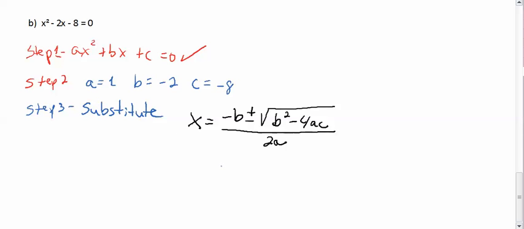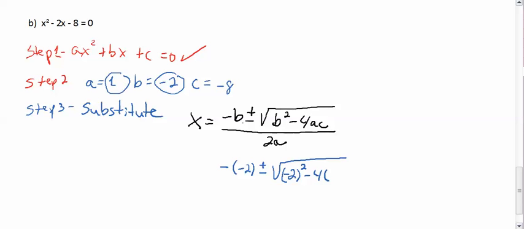So now I've got negative. Again, what is my b? My b is negative 2. Plus or minus the square root of negative 2, that's my b, squared minus 4 times, our a is 1, times negative 8, all over 2 times 1 again. Okay, so now we've substituted.